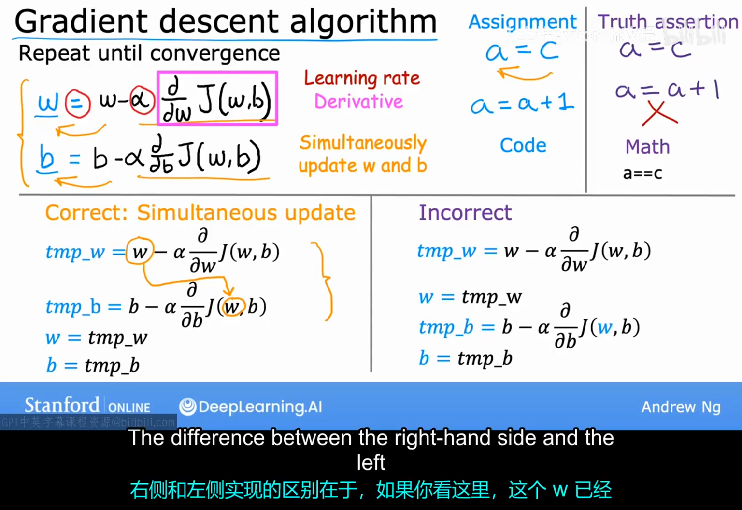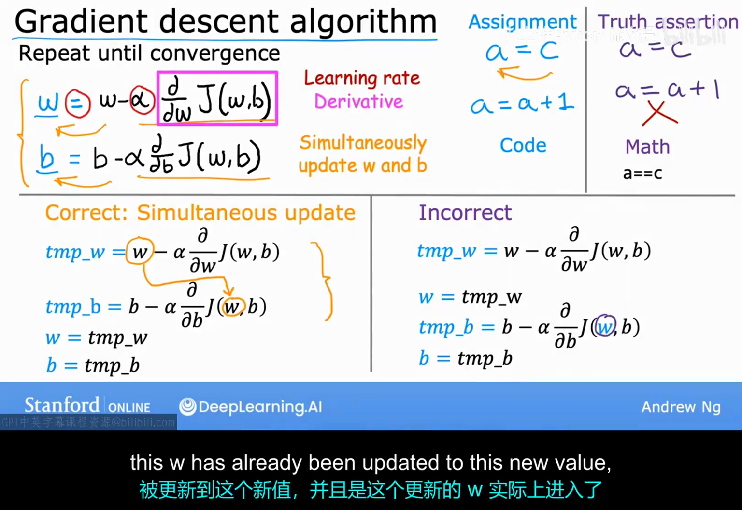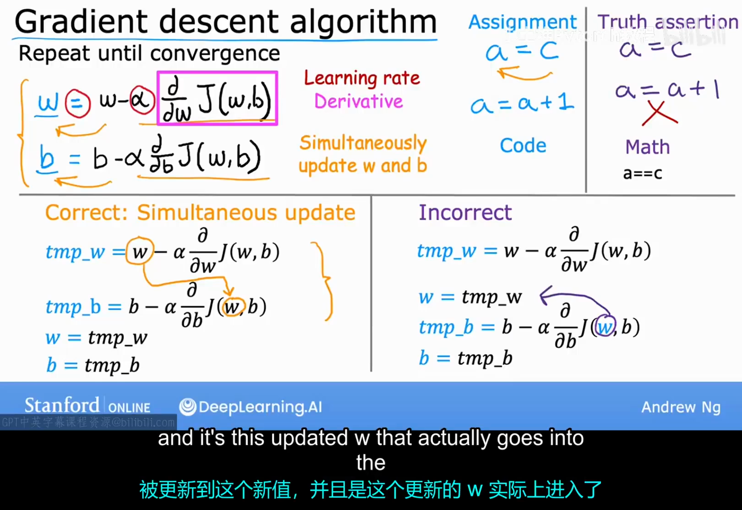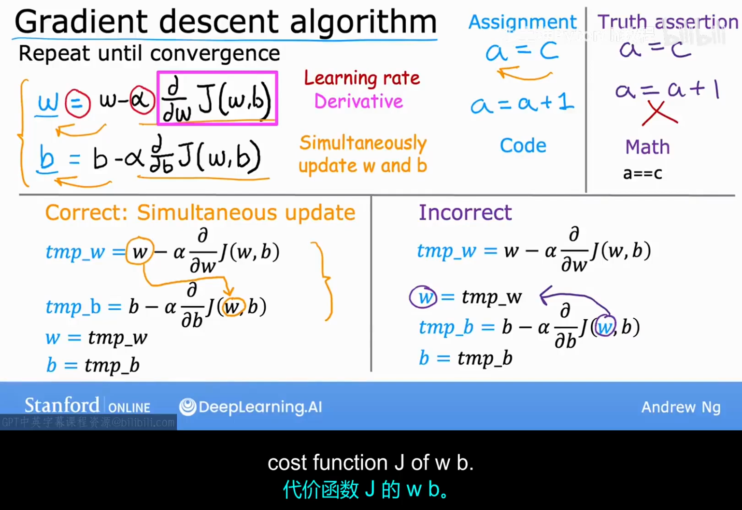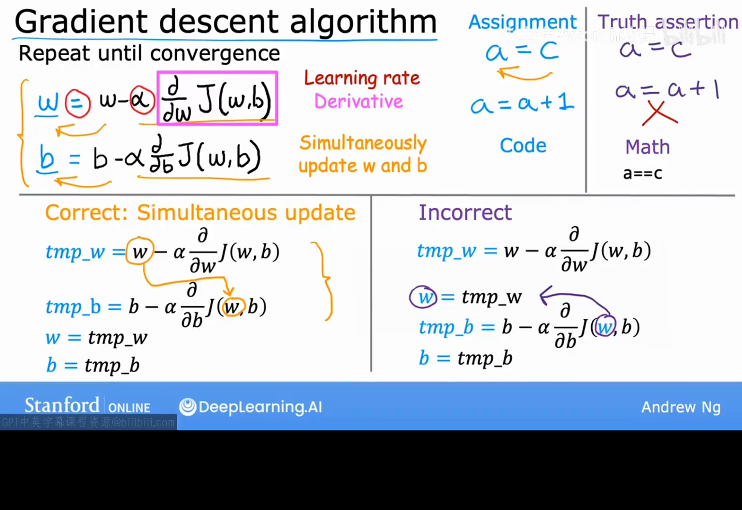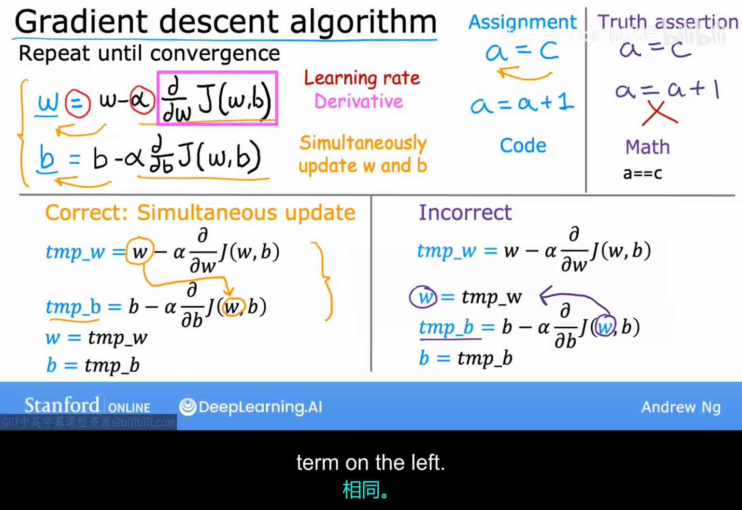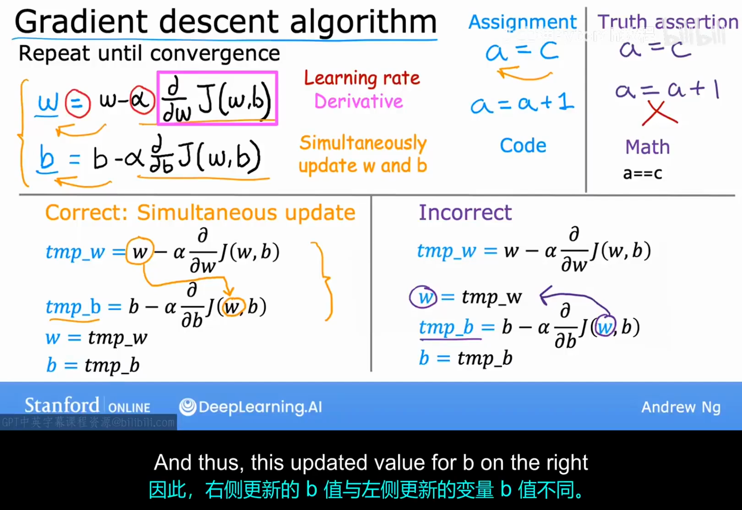The difference between the right-hand side and the left-hand side implementations is that if you look over here, this w has already been updated to this new value, and it's this updated w that actually goes into the cost function J of w, b. It means that this term here on the right is not the same as this term over here that you see on the left. And that also means this temp b term on the right is not quite the same as the temp b term on the left, and thus this updated value for b on the right is not the same as this updated value for variable b on the left.